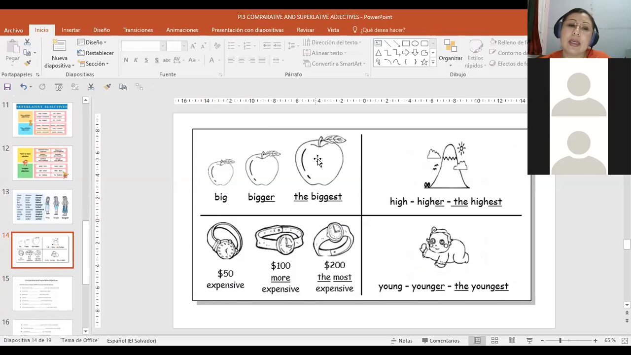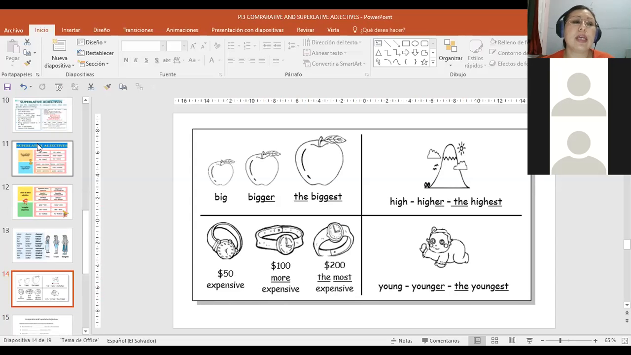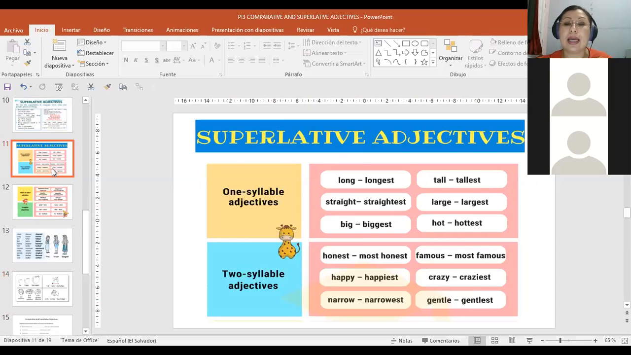Okay, so now we have it in this graphic drawing. You say big, bigger, the biggest. High, higher, the highest. Expensive, more expensive, the most expensive. Young, younger, the youngest. Okay? So I want you now to create your own sentences using some of these adjectives. So I will send you this picture about the one syllable adjectives and two syllable adjectives for you to try to elaborate your own sentences.